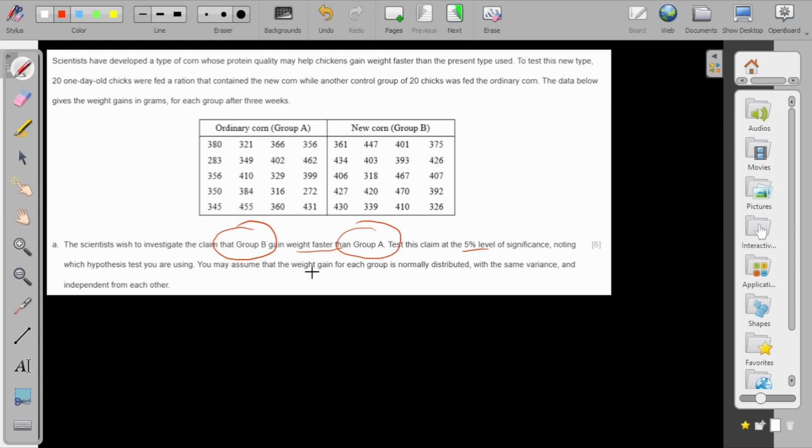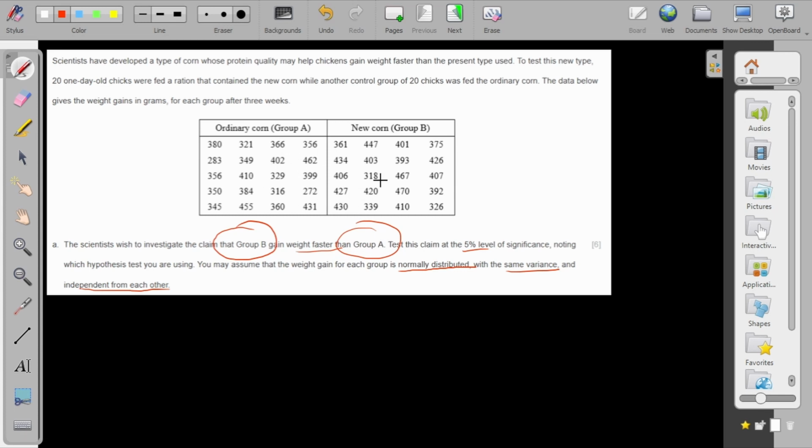You may assume that the weight gain for each group is normally distributed with the same variance and independent from each other. Now, these are all the most important information that they give that I have to pay attention to so as to solve the problem. So now I have two groups, group A and group B, where the one is given the corn with the protein and the other one with the normal one, the ordinary one. Now we want to see if group B gain weight faster than group A.